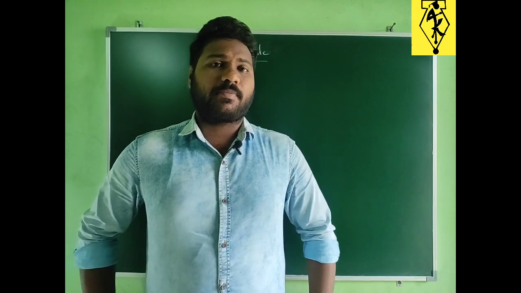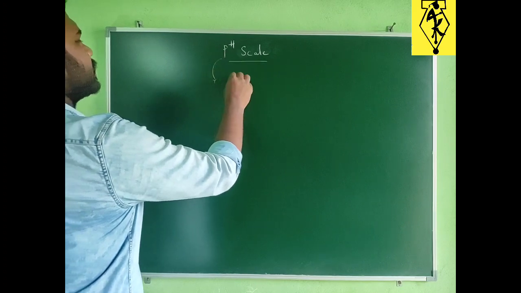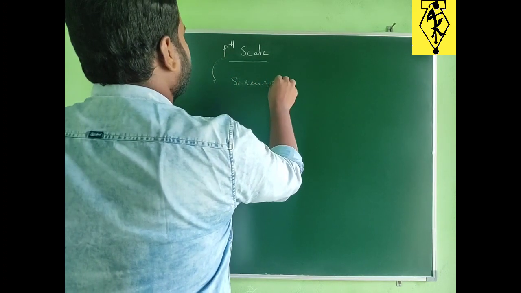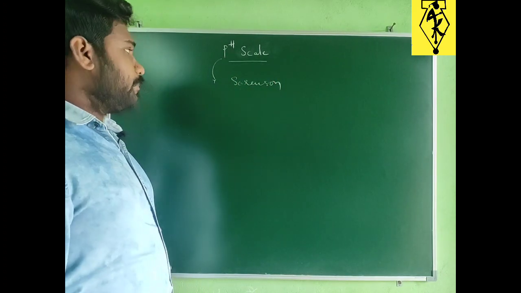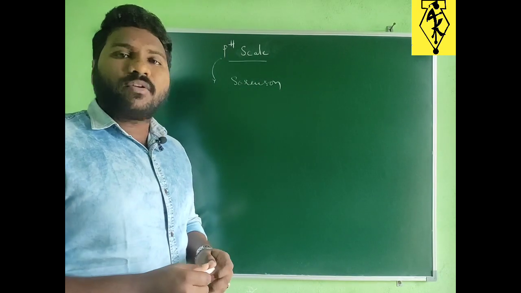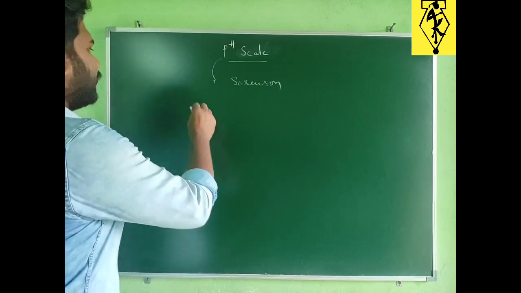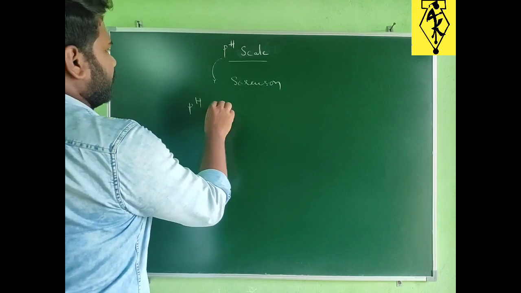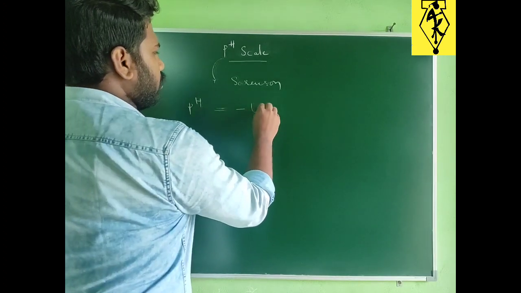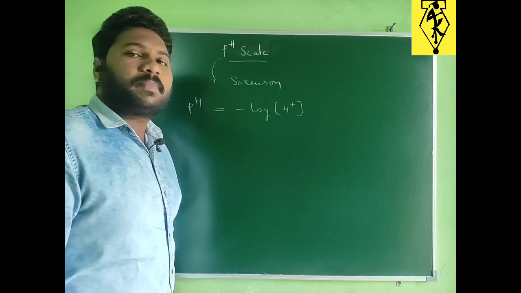We'll move into the concept. So, the pH scale. This scale was first introduced by the scientist Sorensen. It's very simple. The pH scale is the negative logarithm of H plus ion concentration.